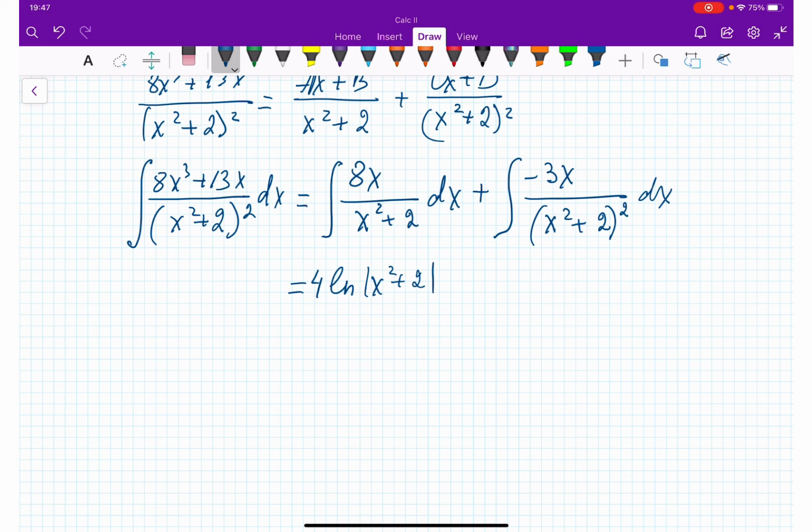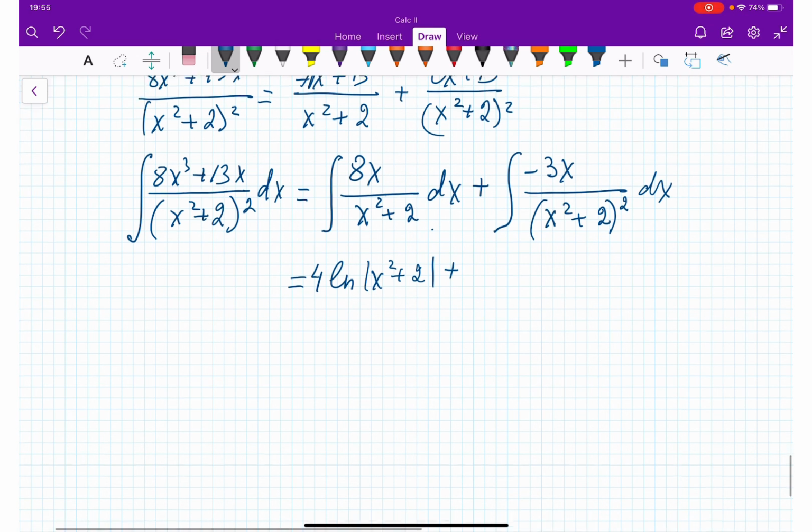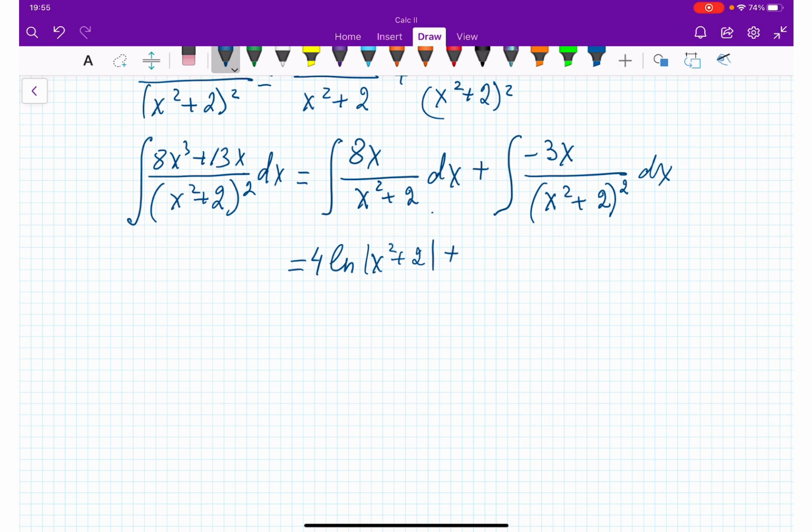First problem I solved, you will see there. Because if I substitute u is equal x squared plus 2, du is going to be 2x. So 8 out of 8 is 2x. I used it, so there is left only 4. And plus, let me solve it separately, negative 3x, this integral, second integral.